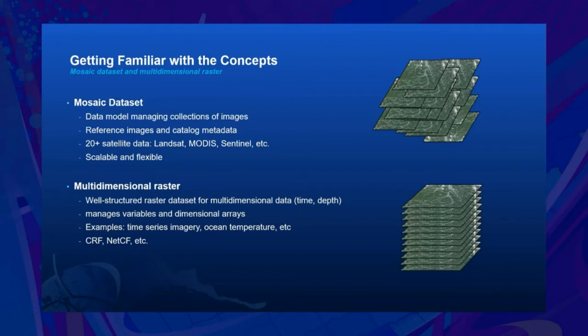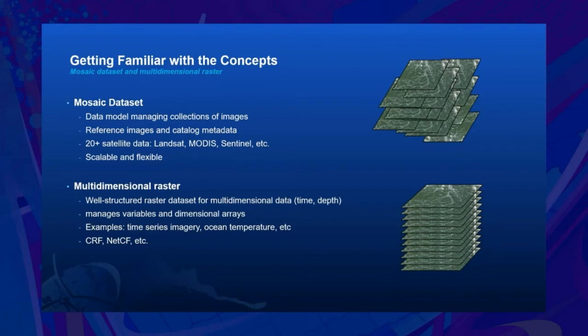Mosaic dataset is a data model for managing collection of images. It can manage many types of image data, Landsat, Sentinel data, MODIS, and so on. It is scalable because it uses a geodatabase table to manage and catalog the metadata of the images, not the pixels. It references the data and mosaics pixels on the fly. Mosaic dataset is also flexible. You can add images, delete images from the Mosaic dataset, and update the data easily.